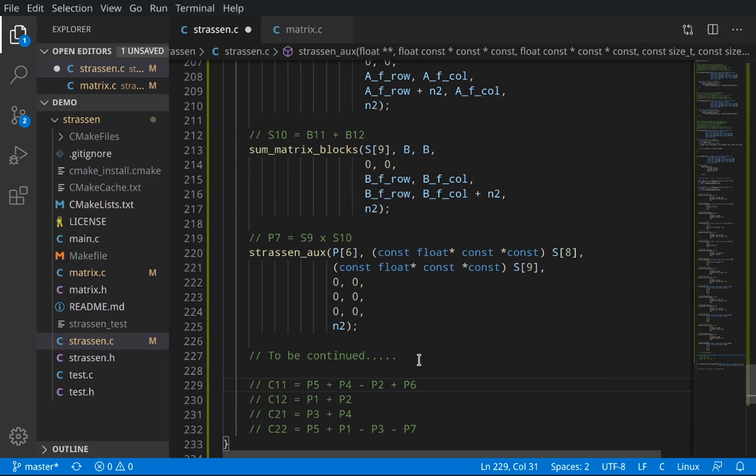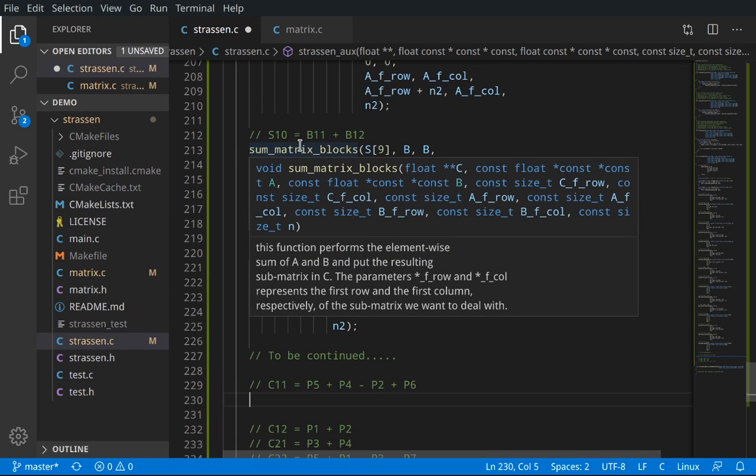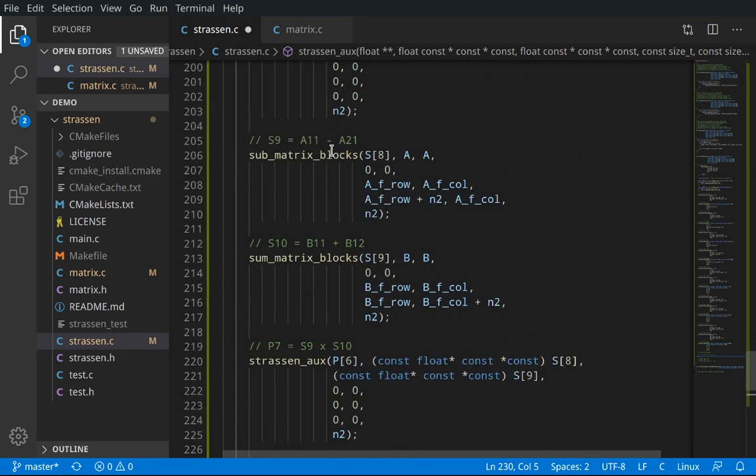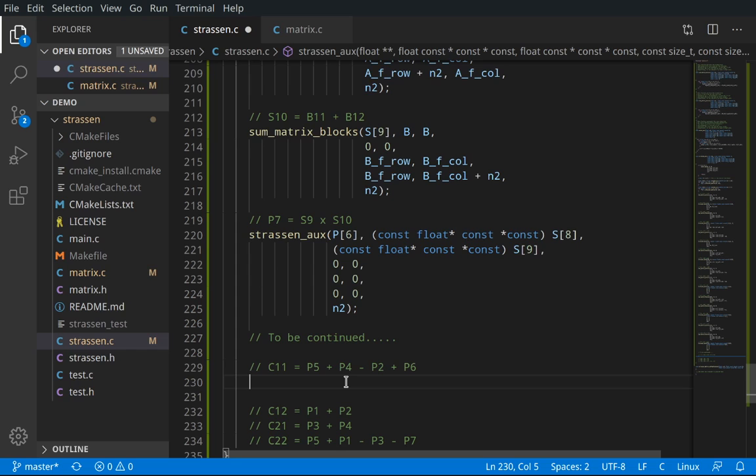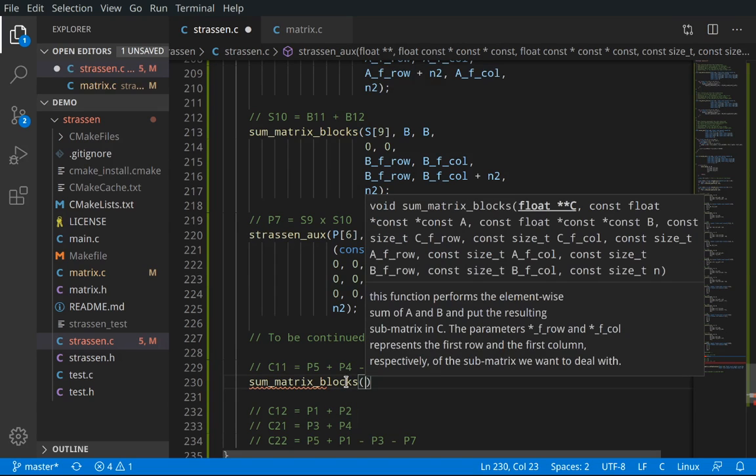And so how can we do it? Well, again, by using exclusively sums, or better, the function that we call sum matrix blocks, and sub matrix blocks for the subtraction among matrices. So the first step is to sum matrix blocks, and we want to put the result in C, or better in the block 1 1, the top left block of C.